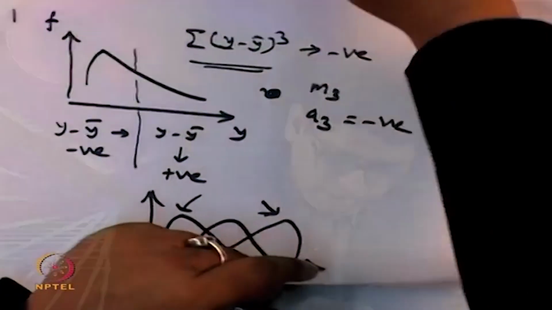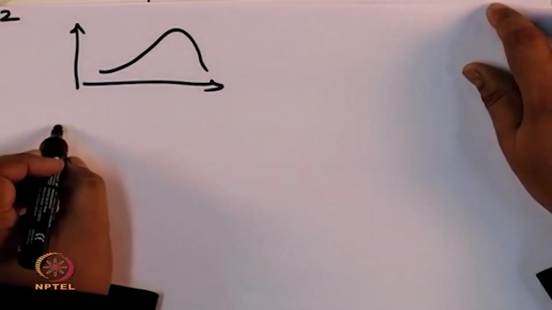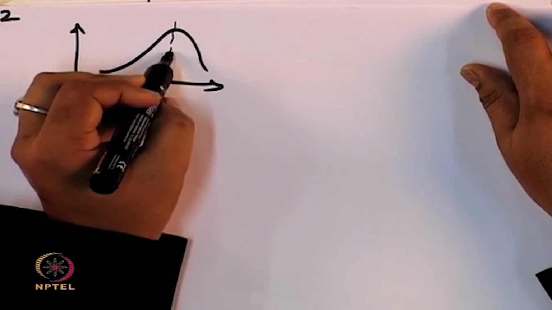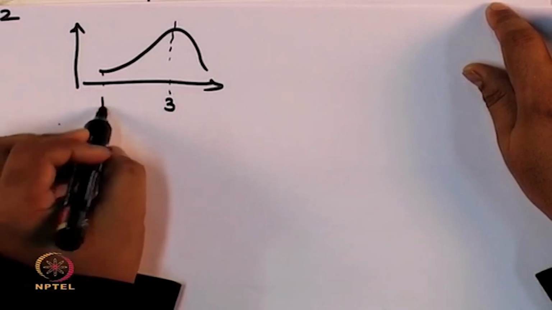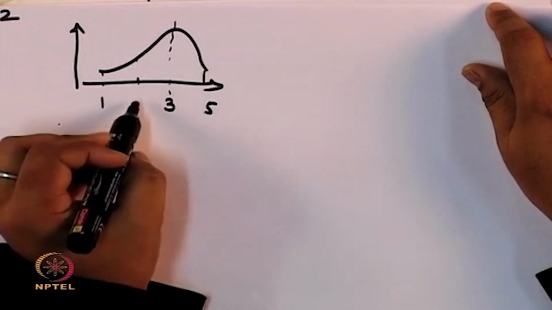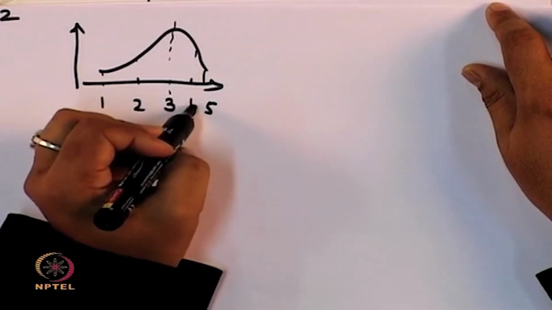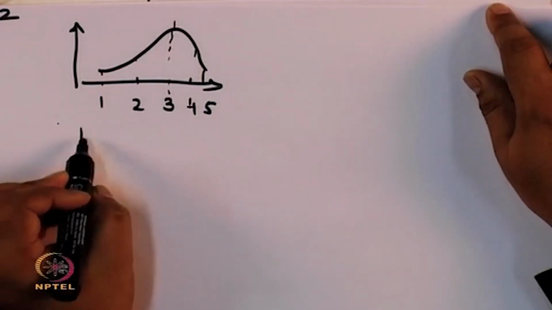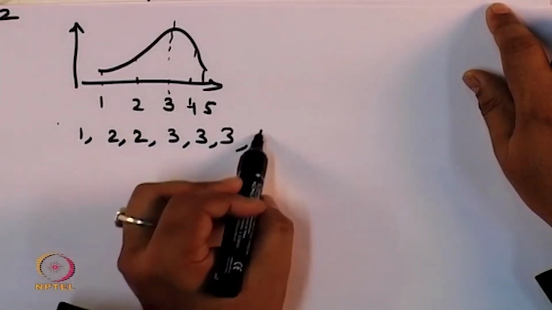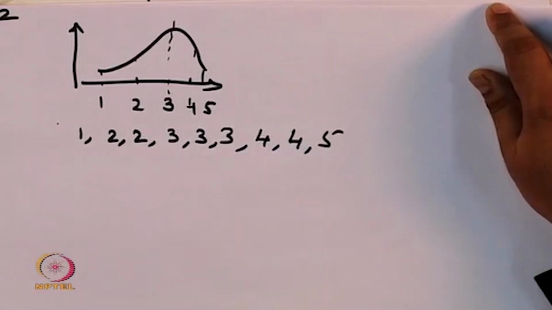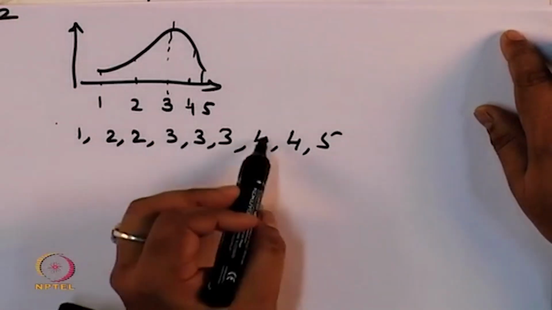But let us work out another example where we take data which is biased to the right. Let us say our mode is 3, and this is 1, this is 5, I have 2 and some intermediate value 4. So, let us say I have 1 one, 2 twos, 3 threes, 2 fours and 1 five. So, I have 1 2 3 4 5 6 7 8 9 values.